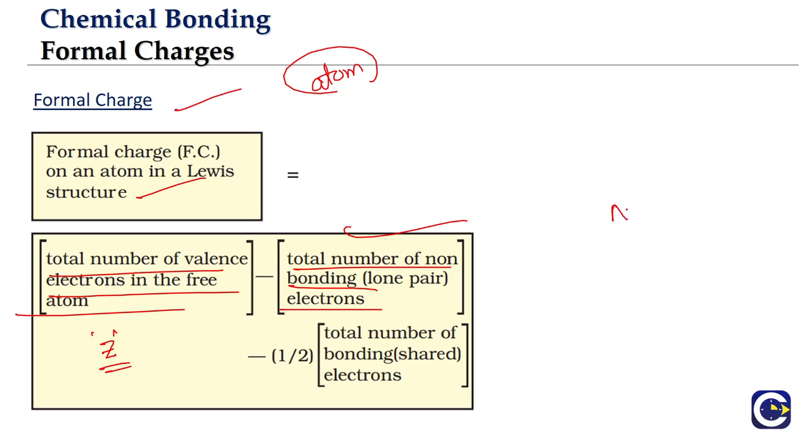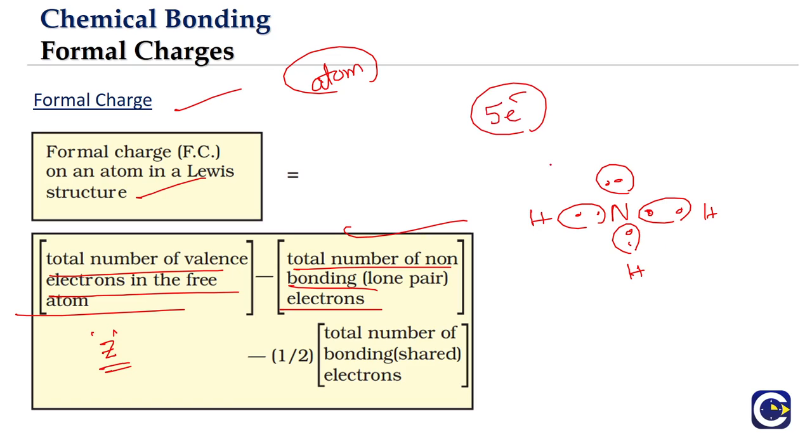Like in the case of ammonia, we will take this molecule because we are studying it very much, isn't it? So here what do we see? The nitrogen is bonded to 3 hydrogens. Nitrogen, what is the number of valence electrons? 5. So the formal charge on the nitrogen we will try to calculate.